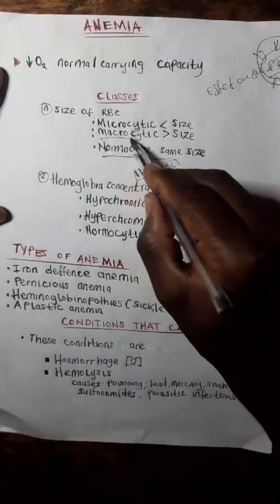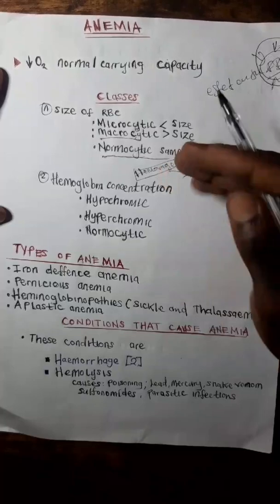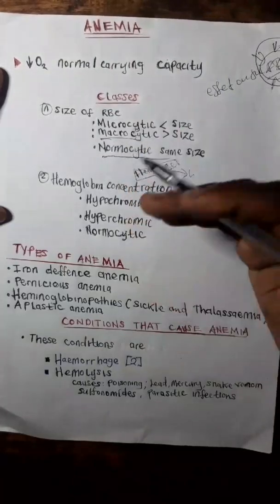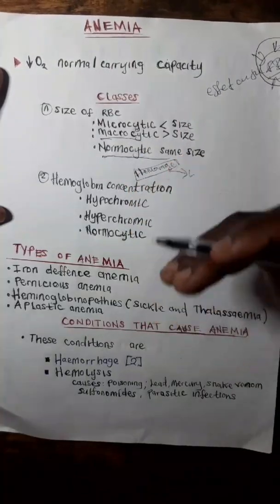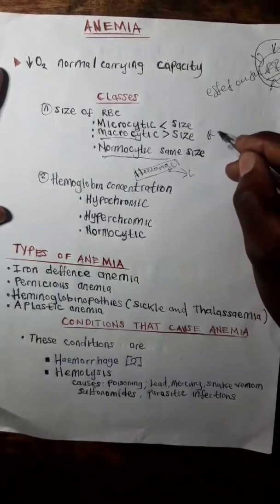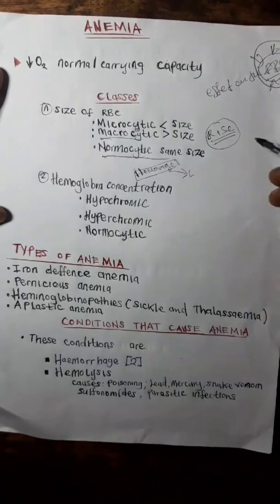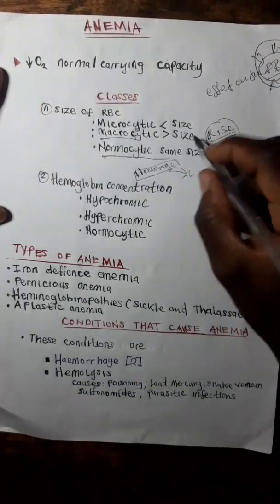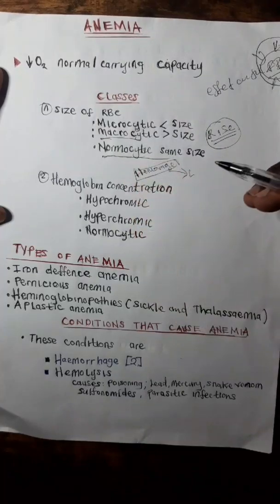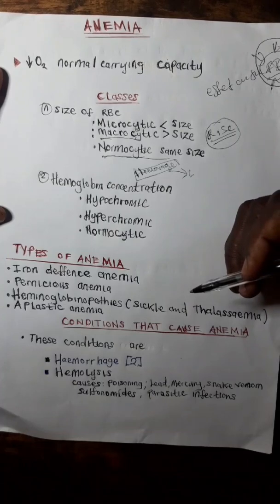The next one is the macrocytic. Macro means big in size. So macrocytic anemia is the situation where the red blood cell size increases. Then microcytic, this is the decreased size of the red blood cell.